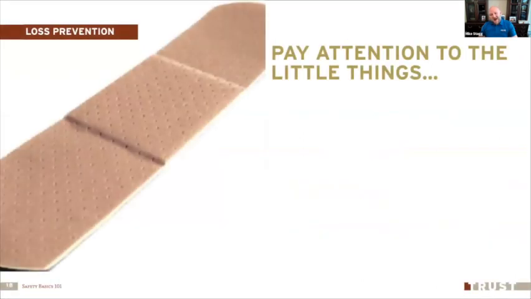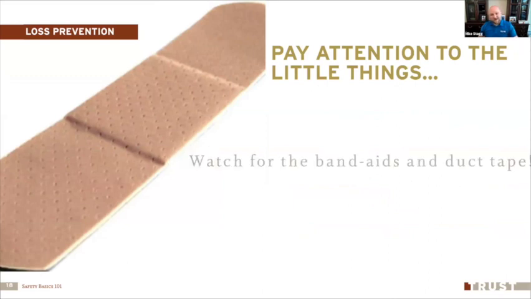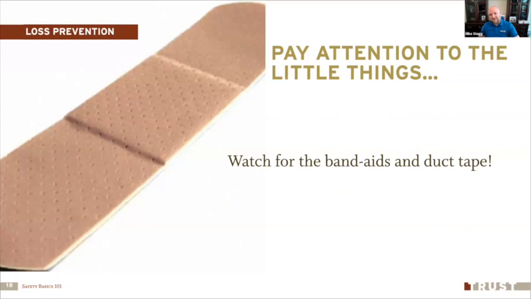And how do we do that? I think the first thing we've got to do is pay attention to the little things. What that means is we've got to look out for Band-Aids and for duct tape. What do I mean by that? Do you notice a coworker who's always walking around with a Band-Aid on their hand, a Band-Aid on a finger, a Band-Aid on a toe, whatever it may be? Look out for those Band-Aids and ask questions.